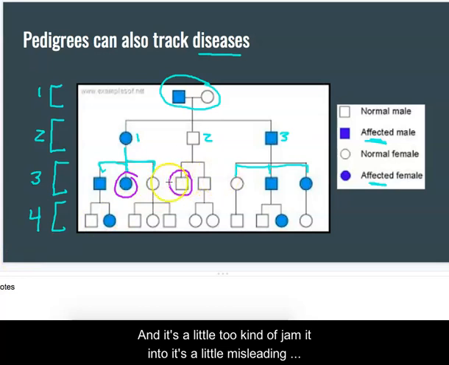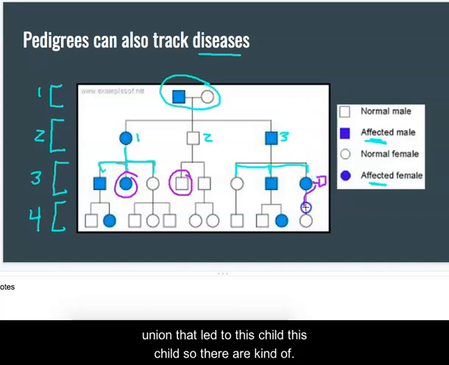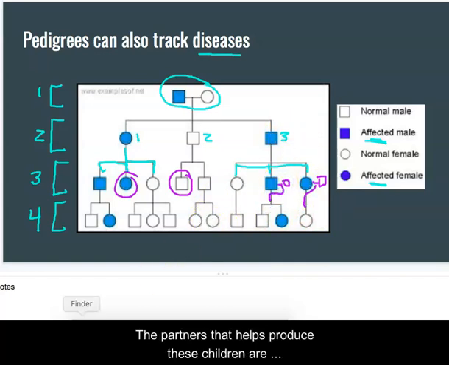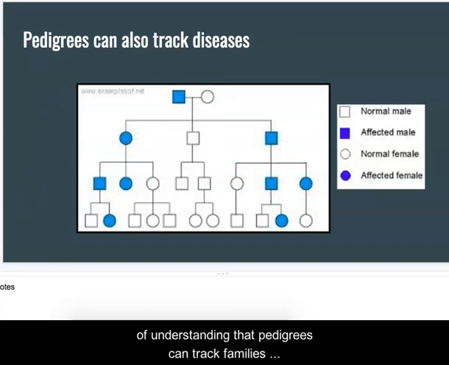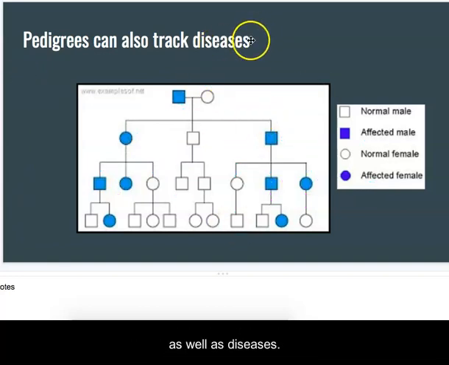And it's a little misleading, because to jam it all in, we don't necessarily see, for example, the union that led to this child. So there are partners that helped produce these children. They're just not included in this particular picture. But just understanding that pedigrees can track families as well as diseases.